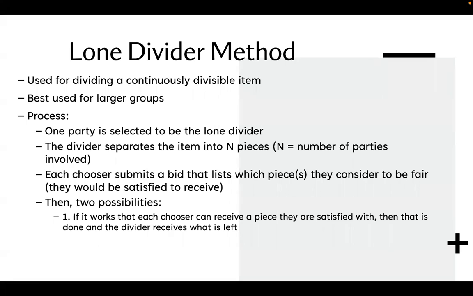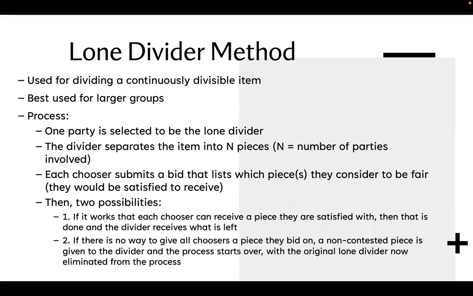However, if you look at the bids and not everyone can receive a piece that they bid on, maybe 4 of the 5 pieces are obviously smaller than the rest, and so everybody wants option A because that's the biggest. Well, then we say, okay, if everybody wants item A, then a non-contested piece, B through E, is given to the divider. You get something nobody else wants, and the process starts over with the original lone divider now eliminated. That original lone divider gets a non-contested piece and they go watch TV while the other four then divvy things up.